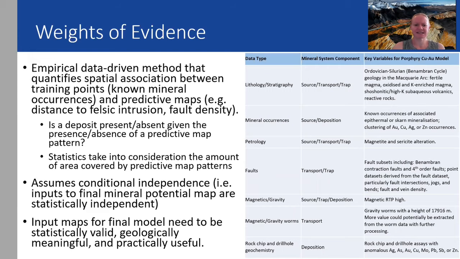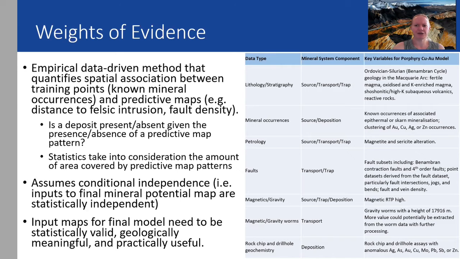And the statistics take into consideration the amount of area covered by the predictive map patterns, and that can become quite important in terms of trying to reduce our exploration search space. Now, weights of evidence assumes conditional independence, so that basically the inputs that go into the final weights of evidence mineral potential map are supposed to be statistically independent of each other.